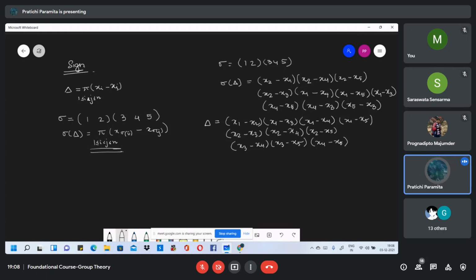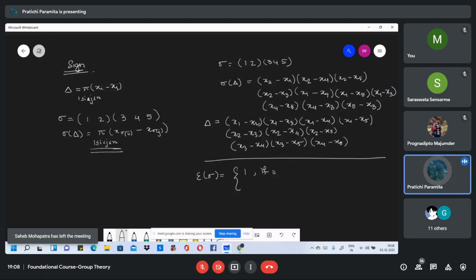If you actually go ahead and check, sigma delta and delta can only differ by a sign. Either they are going to be equal or they are going to be negative of each other. You can just check this, it is routine. So I'm going to define something called epsilon of sigma, which is 1 if sigma delta is delta, and minus 1 if sigma delta is minus delta. And this is the sign of sigma.